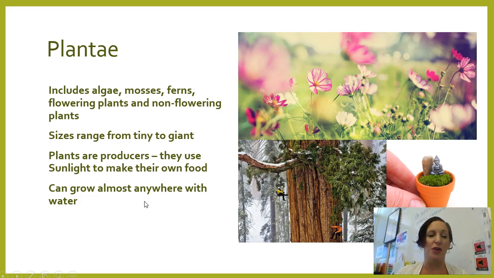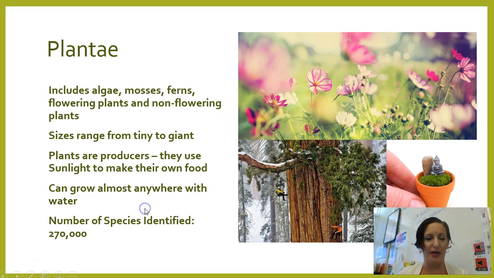Plants can grow almost anywhere in the world as long as they've got access to some adequate water. So in all corners of the world you will find plants in one way or another, whether it's in the Arctic or in the desert or in the tropical rainforest. Plants are everywhere. And there's about 270,000 species of plants that have been identified so far.